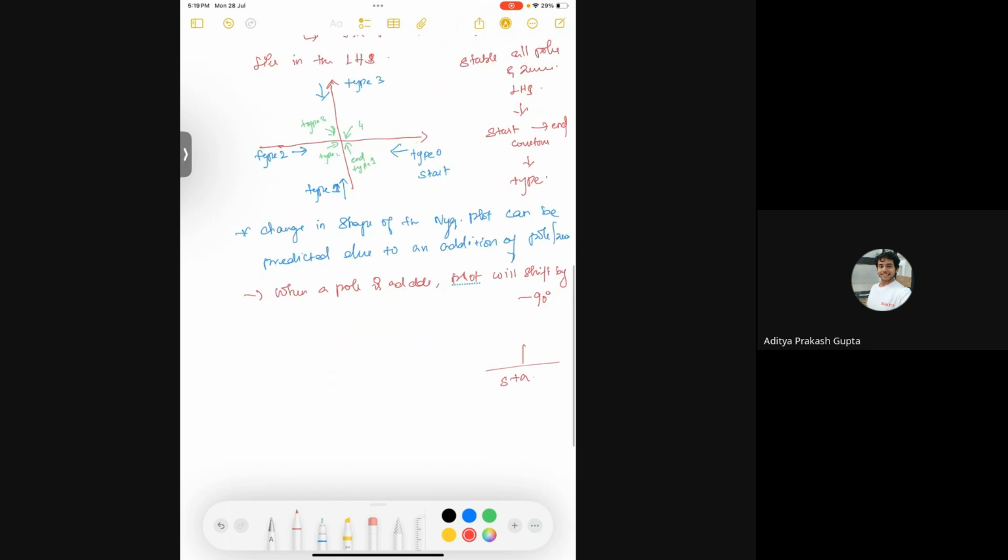For type 1 system, in the quadrant, it will start from here and go here. My Nyquist plot will move like this, right? So when I add a pole to the system, for example, if I add S plus B, this Nyquist plot will shift by minus 90 degrees. So it will start here and end here. It becomes a type 2 system. So when I keep on adding a pole, it will keep shifting by minus 90 degrees. Similarly, if I keep on adding a zero, it will shift by plus 90 degrees.